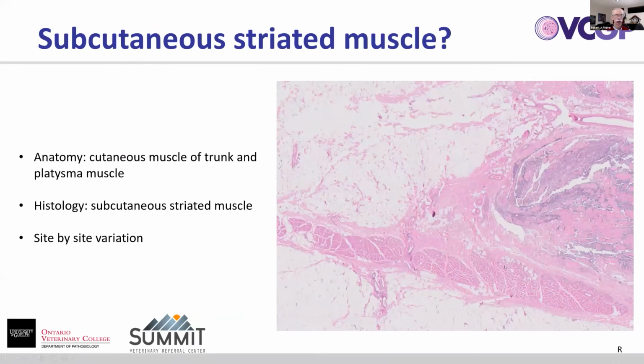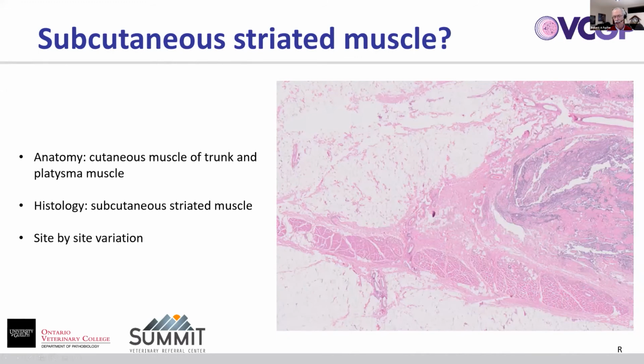Here's another example. And this one here is the subcutaneous striated muscle. For those of you who haven't heard of it, this is the official histological term for this muscle. It's located in the subcutis. That's why it's called subcutaneous. It's striated. It's not actually skeletal because it doesn't attach to the skeleton.